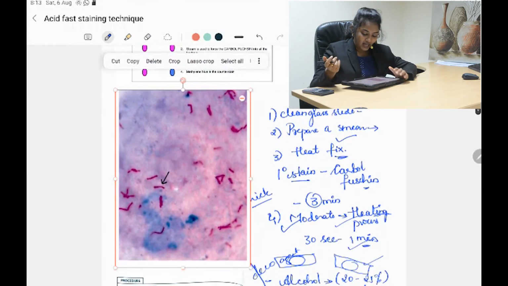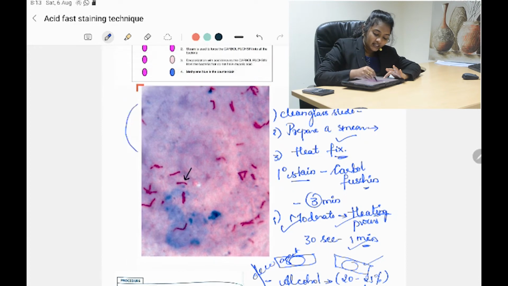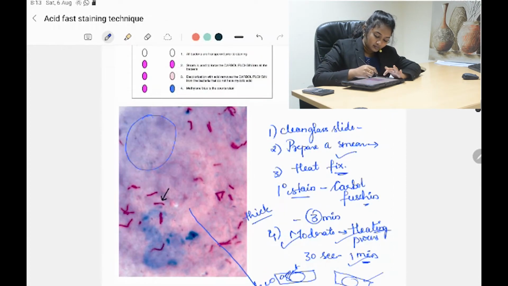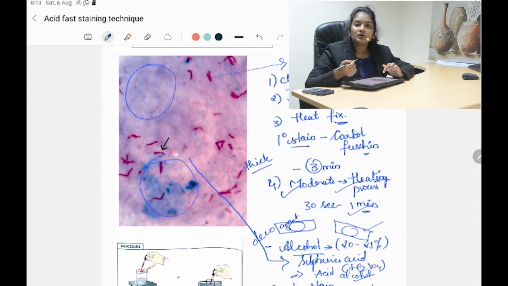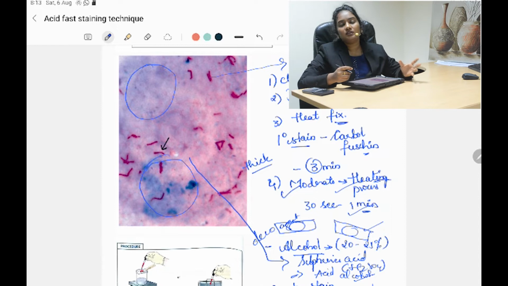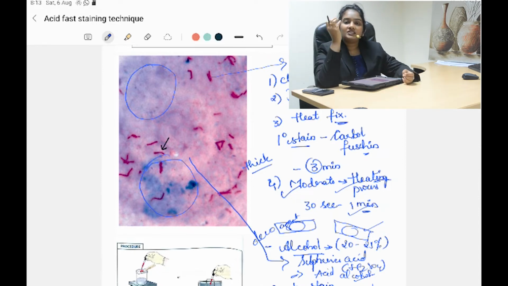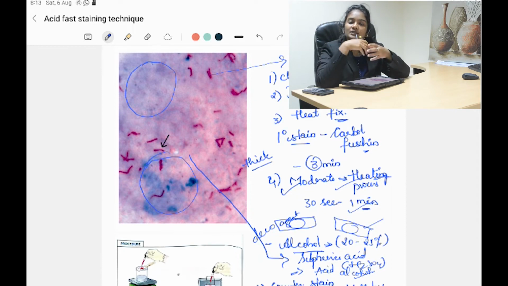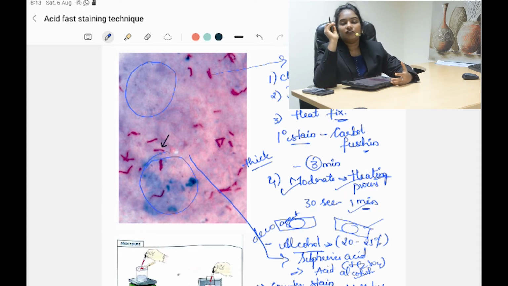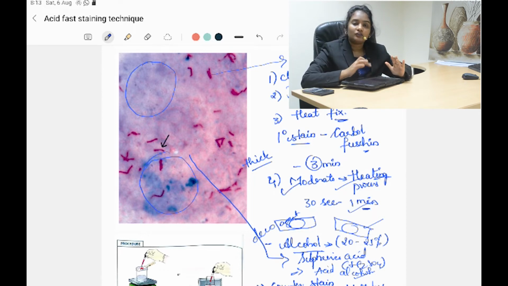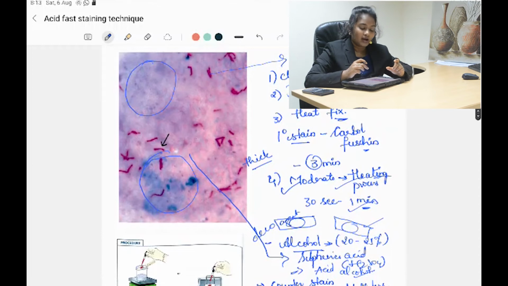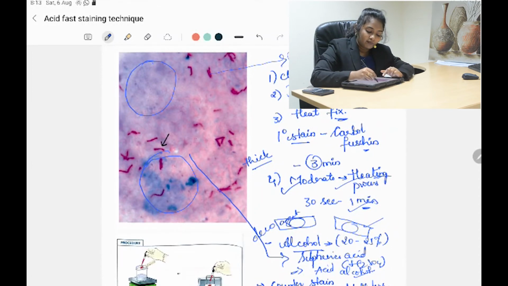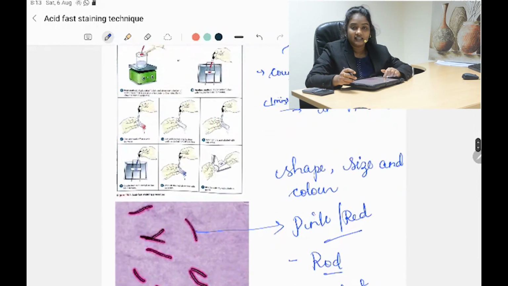In the next diagram we can identify clearly that the rods are appearing here in pink color, and the remaining part is visible in blue color. Why? Because of the counter stain, methylene blue, which we have added at the end. The primary stain is retained or resists within the cell wall of Mycobacterium, as it doesn't take up any methylene blue. So the outer part of this smear is visible in methylene blue color, and the main part, which helps identify the bacteria, is shown as a rod shape in pink color. By this we are going to identify the bacteria.